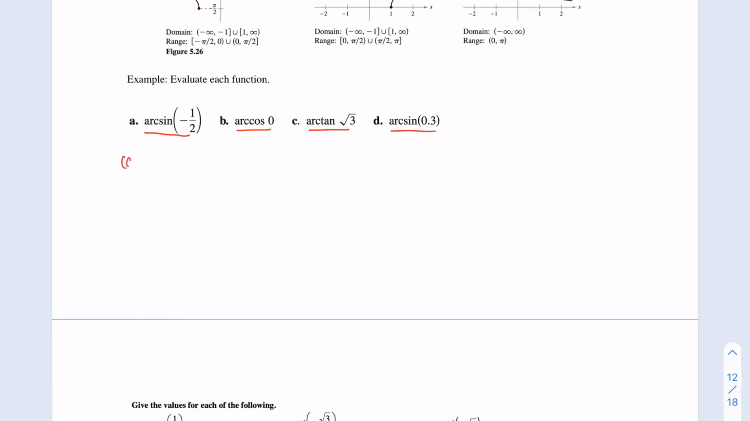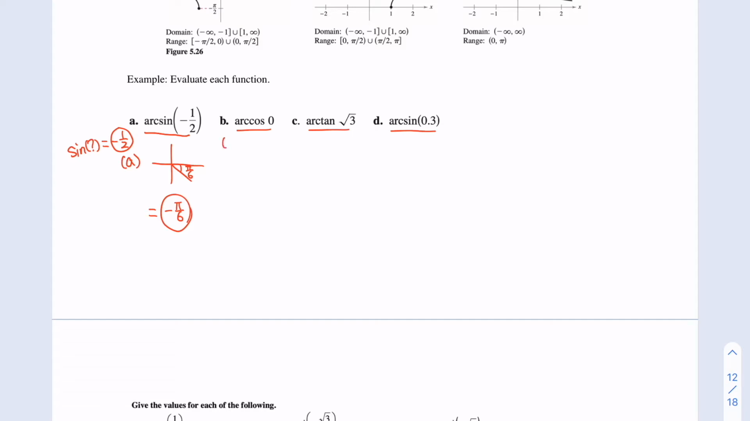Part A. Sine inverse of negative 1/2. Basically we are looking for the sine of what gives you negative 1/2. Because sine inverse gives us an angle between negative pi over 2 and pi over 2, that's the 4th quadrant and the 1st quadrant. Negative means it has to be in the 4th quadrant, with a reference angle. Sine of what gives you 1/2? 30 degrees, which is pi over 6. So for part A, the answer is negative pi over 6.